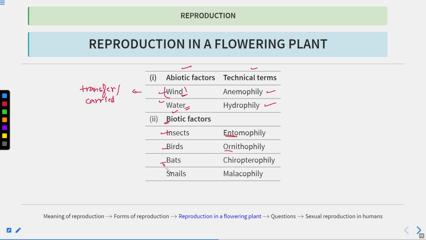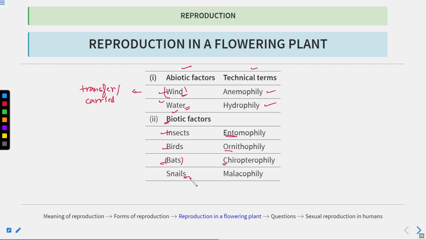Then pollination by bats also takes place, and this is known as chiropterophily. So pollination by bats takes place in chiropterophily. Plants which are of very large size are pollinated by bats. An example is the Rafflesia plant.